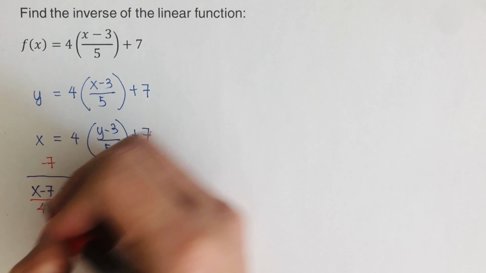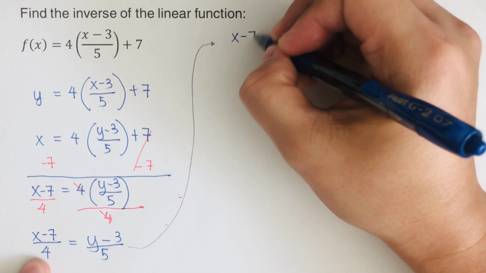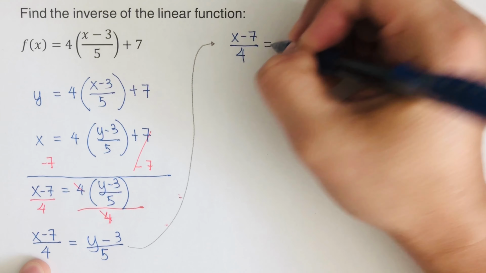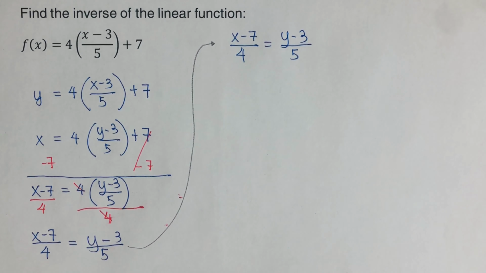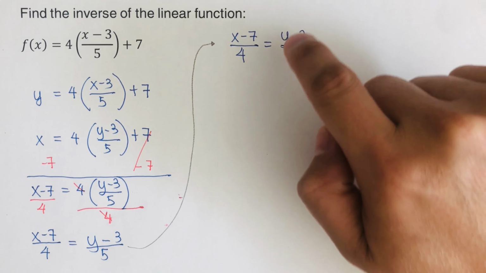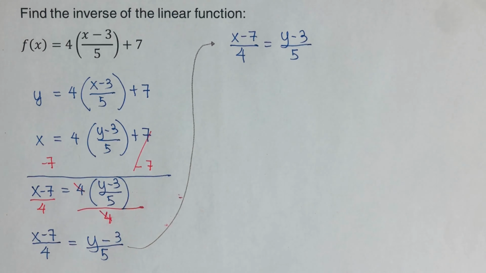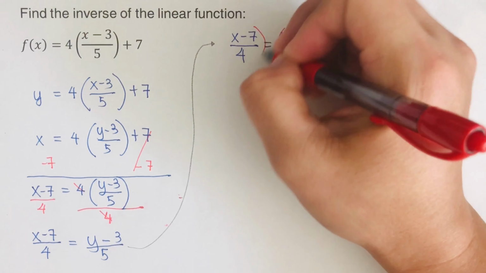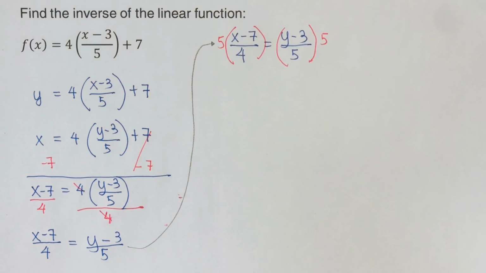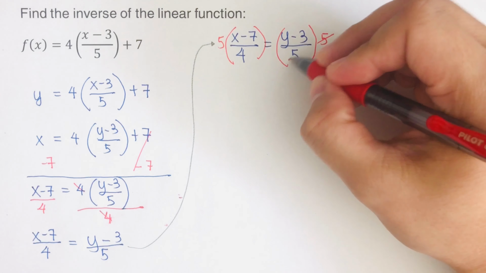So I'll show the rest of the work up here. I'm just going to rewrite this. Okay, so what we are going to do next is, again, we want to clear this side. We only need to have y by itself in there. So we can multiply both sides by 5. So I multiply this by 5 and I multiply this by 5. So then we can cross out the 5 and 5.